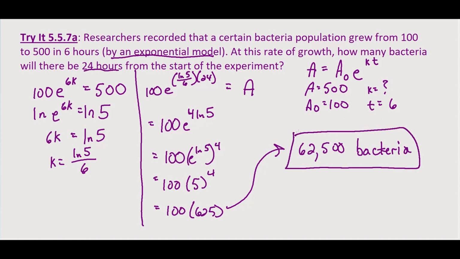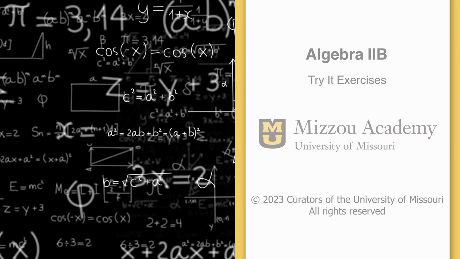So using the given information, we found the constant rate of growth, K. We substituted that back into the formula with the time period that we're looking for, 24 hours, and then solved by simplifying 100 e to the ln of 5 over 6 times 24, which simplifies eventually to 100 times 625, or 62,500 bacteria after 24 hours.